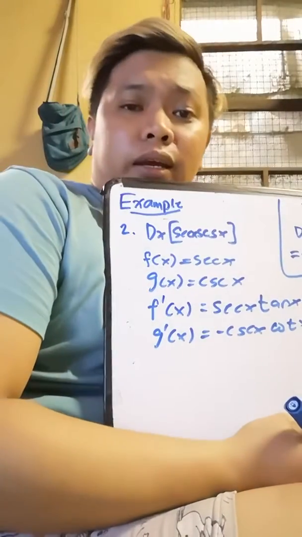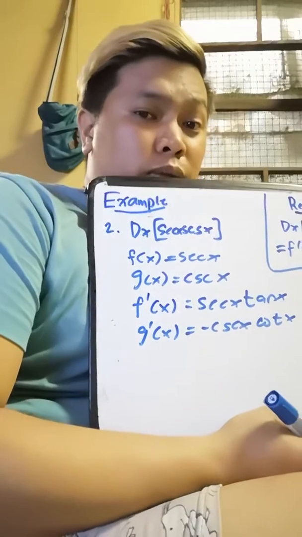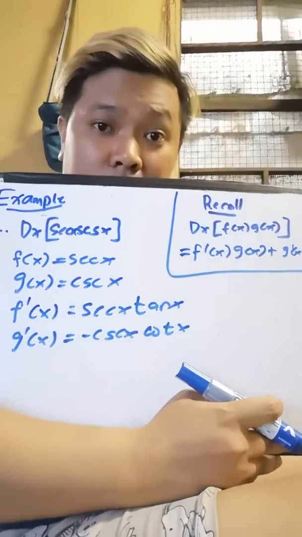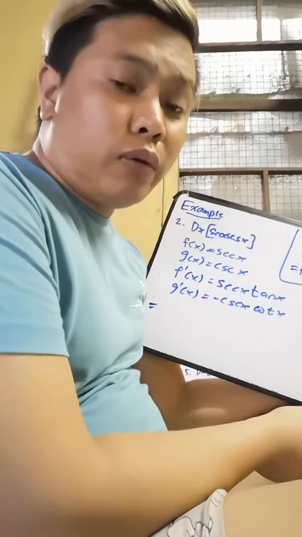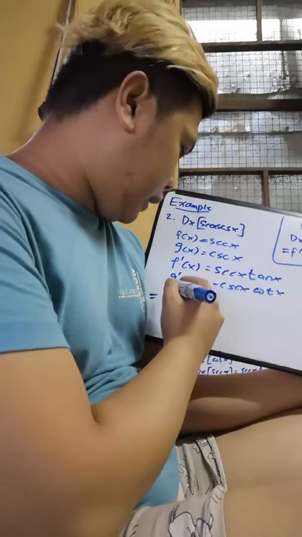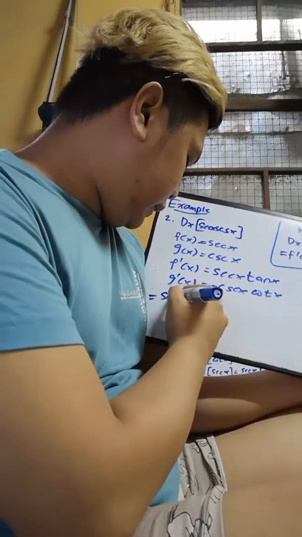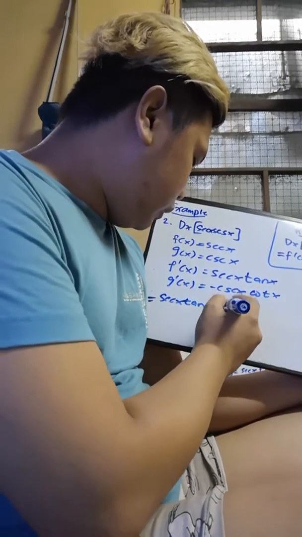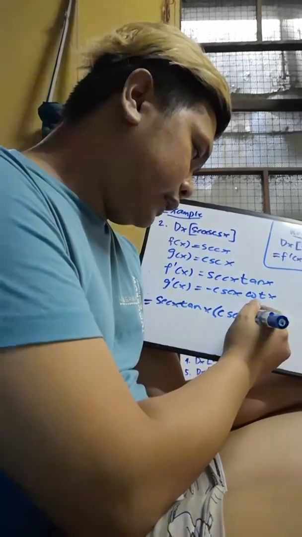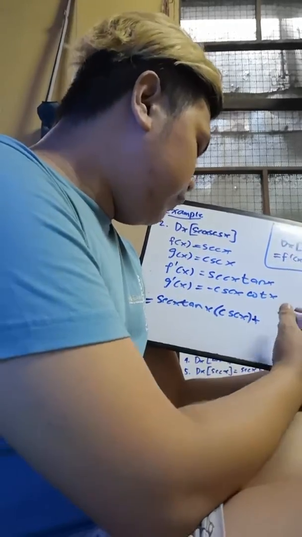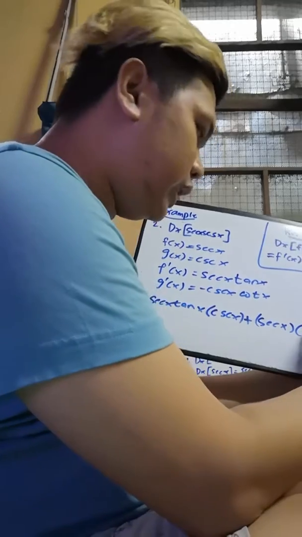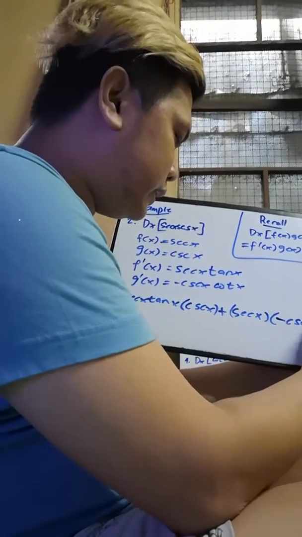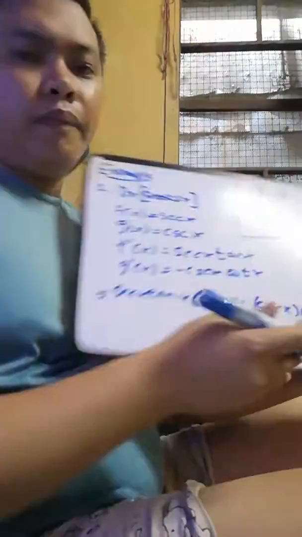Ngayon, pag meron ka ng f of x, g of x, tsaka nakuha mo na yung derivative ng f and g, pwede mo nang i-apply yung product rule. Okay? So, using product rule, yung original function na kinukuha natin ng derivative ay magiging equal na sa, okay, f prime is secant x tangent x multiply to g of x, which is cosecant x, plus yung f of x ko, secant x, multiply to the derivative of g, which is negative cosecant x cotangent x.